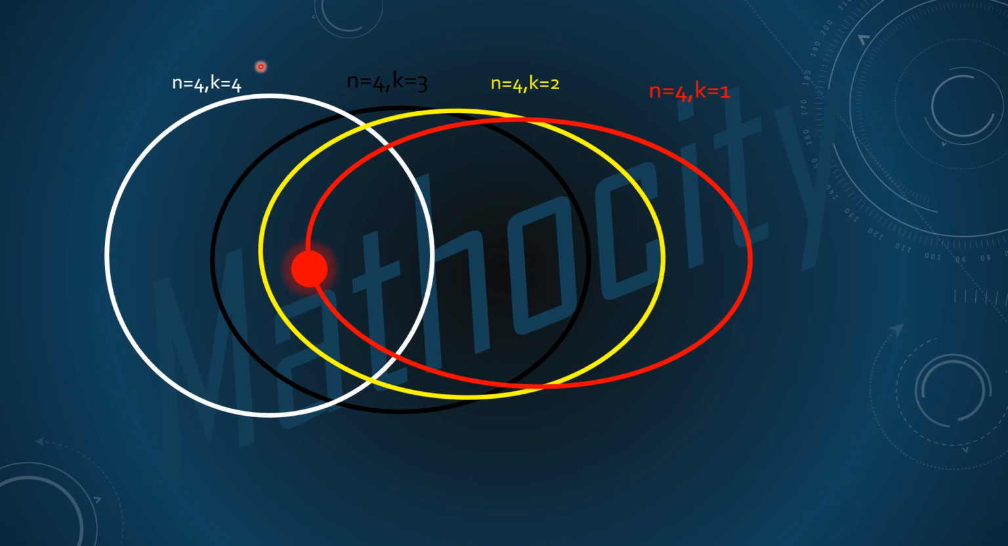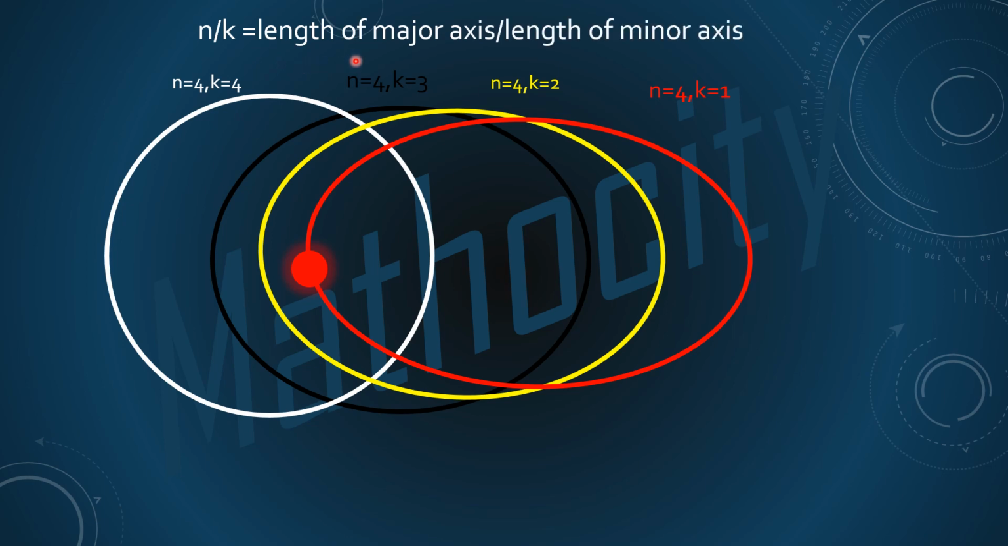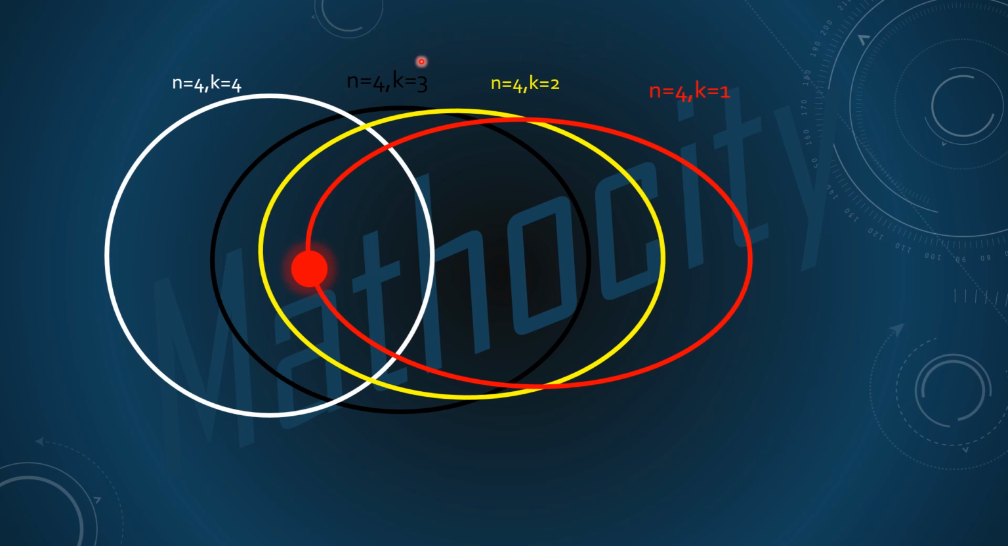n and k are related in such a manner that the ratio between n and k, that is n by k, is equal to the length of the major axis by the length of the minor axis.